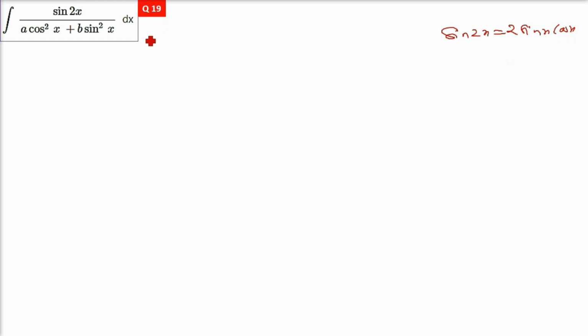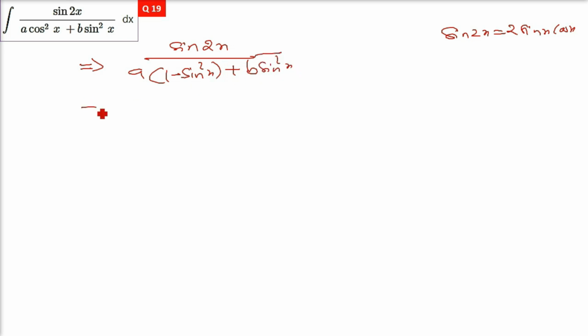But putting what? Placing what? If you see this sin square x, if you differentiate it, it will be 2 sin x, then derivative of sin x will be cos x. So if you put this sin square x as t, you are going to get this. So I'm replacing cos square x by 1 minus sin square x here. And this sin square x will be the same.